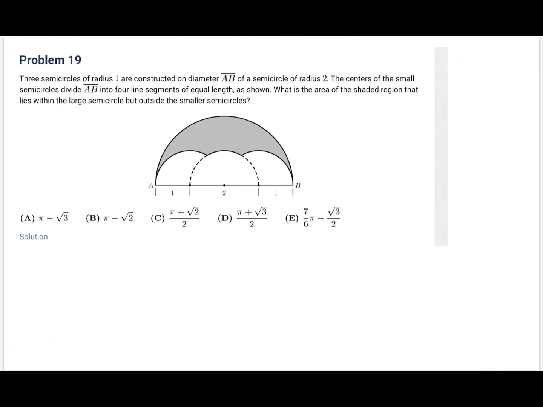Problem 19. 3 semicircles of radius 1 are constructed on diameter AB of a semicircle of radius 2. The centers of the small semicircles divide AB into 4 line segments of equal length as shown. What is the area of the shaded region that lies within the large semicircle but outside the smaller semicircles?